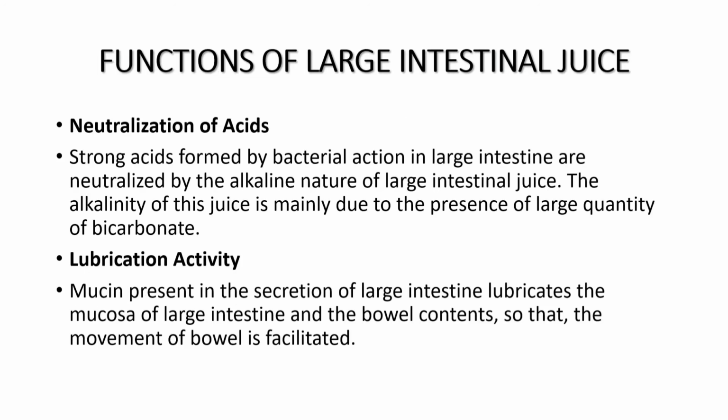Functions of large intestinal juice. Neutralization of acids. Strong acids formed by bacterial action in large intestine are neutralized by the alkaline nature of large intestinal juice. The alkalinity of this juice is mainly due to the presence of large quantity of bicarbonate. Lubrication activity. Mucin present in the secretion of large intestine lubricates the mucosa of large intestine and the bowel contents, so that the movement of bowel is facilitated.